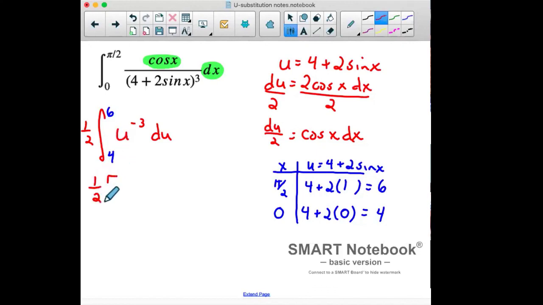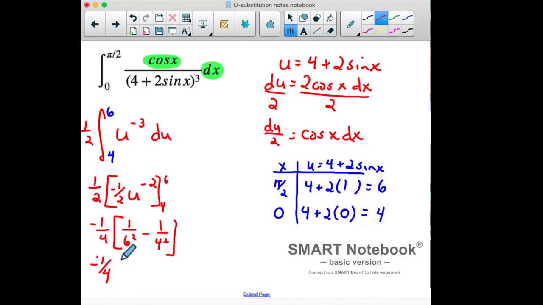So that constant comes out. We add 1, so that becomes u to the negative 2. So we divide by, multiply by the reciprocal, so that's negative 1/2. 4 to 6. Combine those fractions, so that's negative 1/4. And then u to the negative 2 is the same as 1 over u squared. So that's going to be 6 squared minus 1 over 4 squared. That's negative 1/4, 1 over 36 minus 1 over 16.